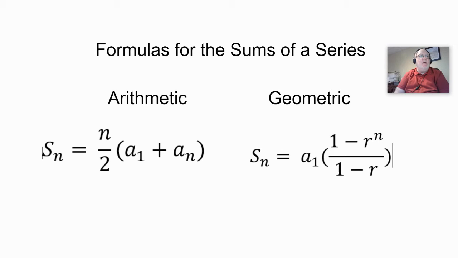These are the formulas to sum a series. If it's arithmetic, take the number of terms divided by 2 and multiply it by the sum of the first and the last term. If it's geometric, the sum of the first n terms is the first term multiplied by the quantity 1 minus r to the nth power over 1 minus r. We need to consider the sums when we're taking a job. Not how much do I get paid on one day, but how much do I get paid over the course of my time.